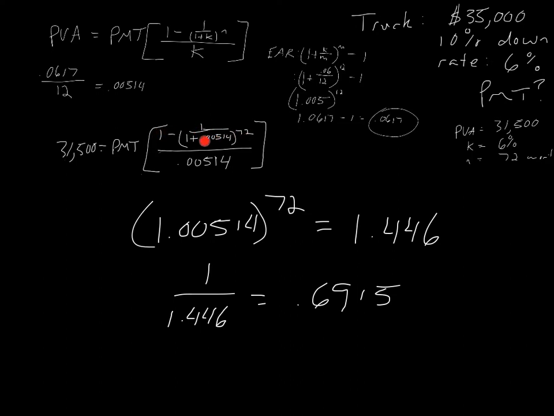Okay. Now it's 1 minus what we've just figured out, which is 0.6915. So 1 minus 0.6915 equals 0.3085. Alright, so now we have 0.3085 as the total numerator here.